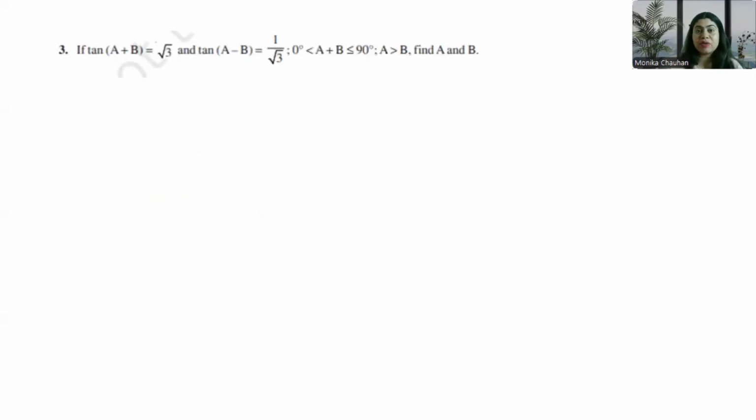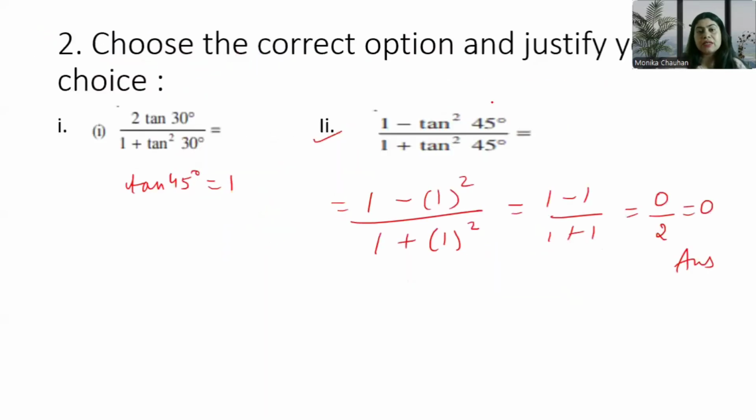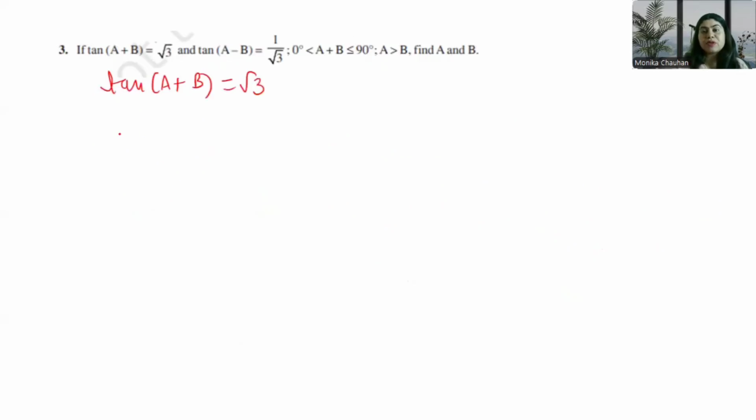There's a last question in it, a very interesting and important one, I would say. Now, a condition is given: tan(A plus B) is root 3. Do you know, in the trigonometric table, when tan becomes root 3, you go back again and refer. In this tan column, it becomes root 3 when it is 60 degree. So as per the trigonometric table, A plus B, I can write as tan 60 degree. I can replace this with this.